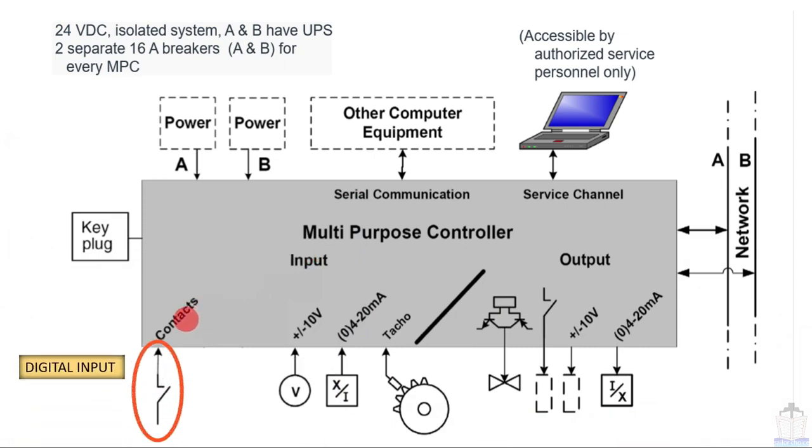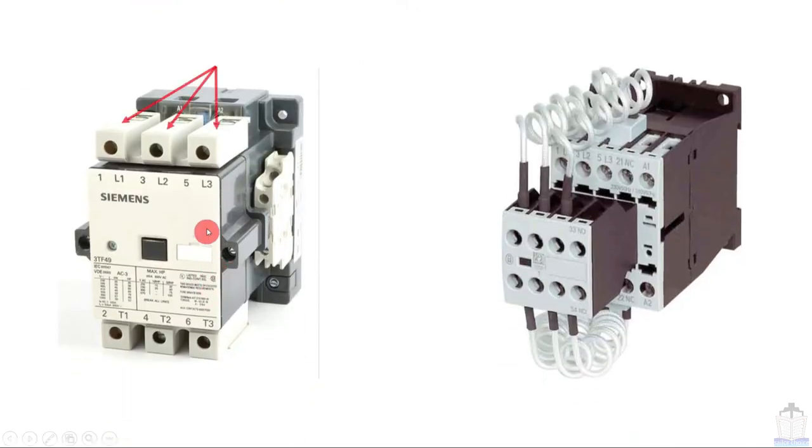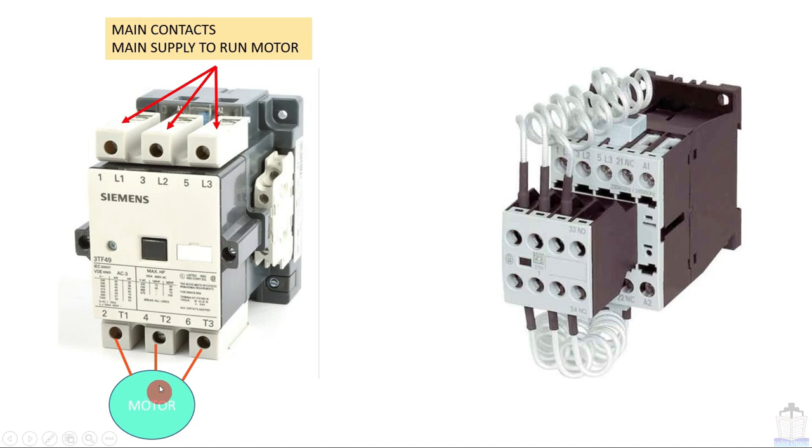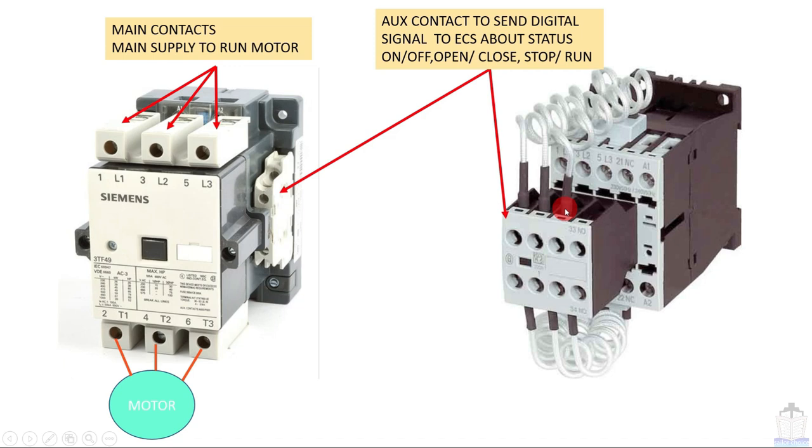Next is contacts. These are the digital inputs. By seeing this symbol you can make out that this is the slow digital input. Now we are going to see an example of these contacts which is used in the ME engine. Here this is the main magnetic contactor, this is the power input terminals, and these are the power output terminals which are connected to heavy loads like motors. These are called auxiliary contacts. These auxiliary contacts are used to send digital signals to ECS about a status: on, off, open, close, stop, run, etc.